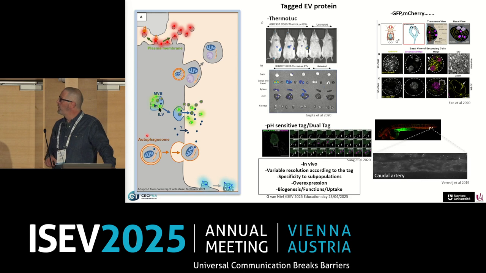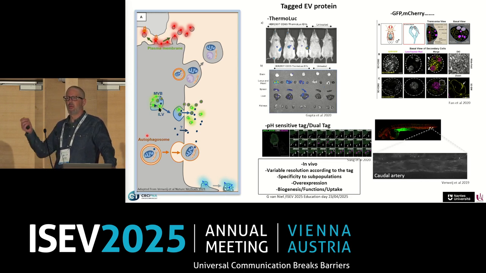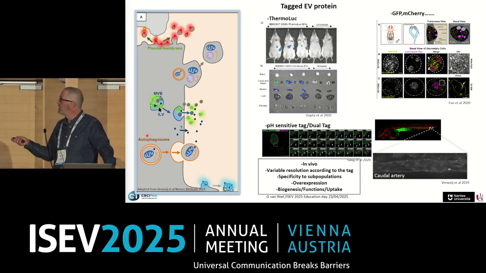The last way to label your vesicles is to combine a fluorescent protein with a membrane protein that is enriched in a subpopulation of EVs. This is very interesting. You can combine, for example, luciferase to look at EVs in mice. You can use a more conventional protein like GFP or mCherry to look at EVs in Drosophila, or a pH-sensitive tag, like the one developed by Lisa Weaver or by us in zebrafish, to look at your EVs in vivo.